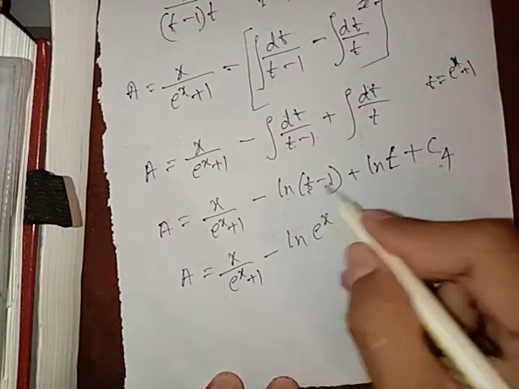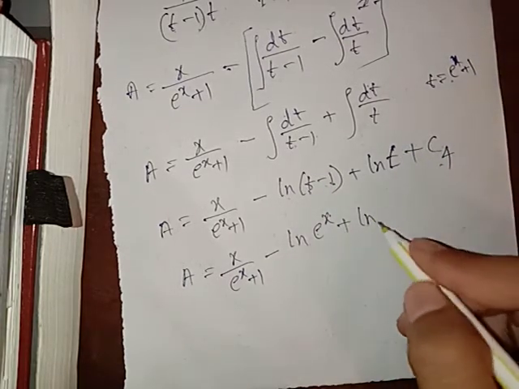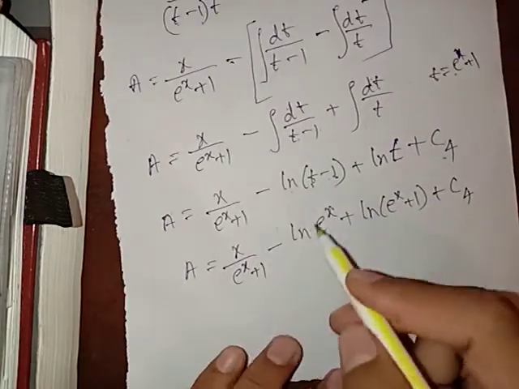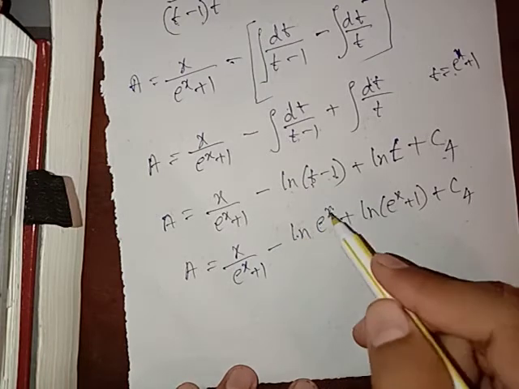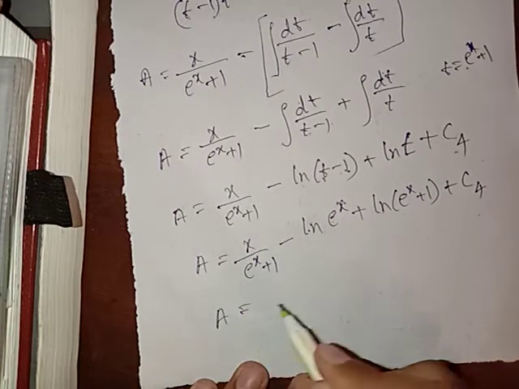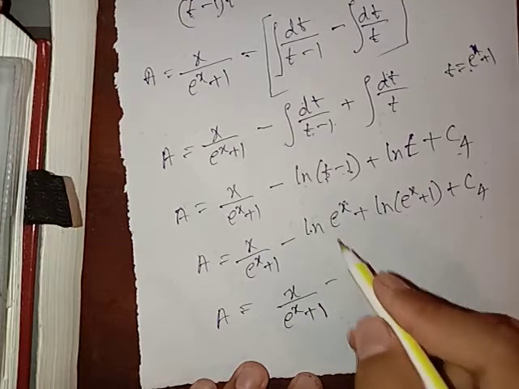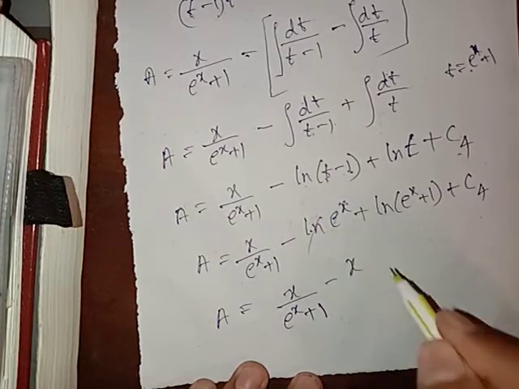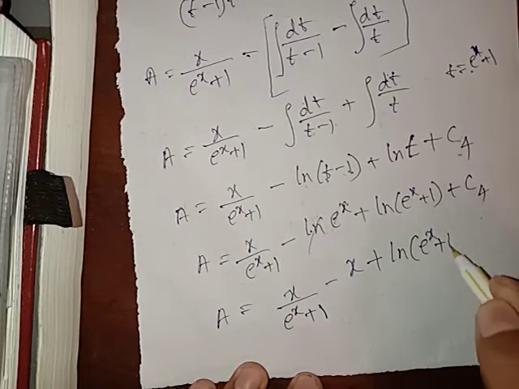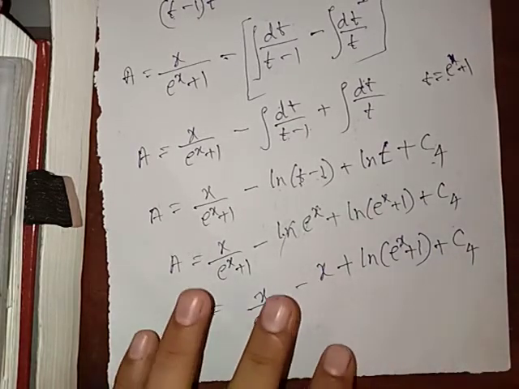So t minus 1 is exponential of x, plus ln(exponential of x plus 1) in the place of t, plus c4. So ln and exponential are inverses, it cancels out, we get here only x. So a is equal to x divided by exponential of x plus 1 minus, cancels out, we get only x here, minus x plus ln(exponential of x plus 1) plus c4. This is the value of a.